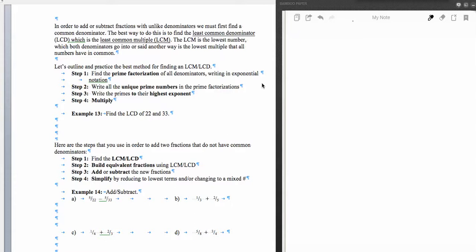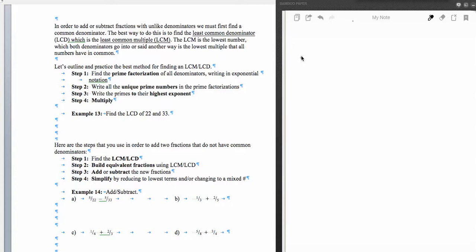And then we're going to write all the unique prime numbers in those prime factorizations. So every prime number that we see, we're going to write down. No matter how many times we see them, we just write them down one time. And then when we have the exponential notation, we can use the prime's highest exponents to then create the least common multiple. So let me show you how it's done.